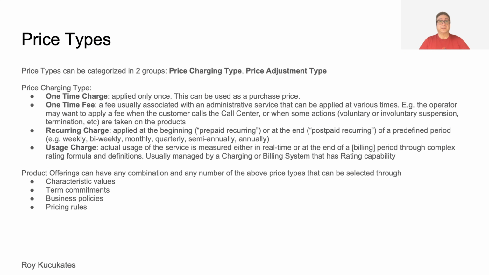And product offerings can have any combination, any number of the above prices. For example, we can have one-time charge and the recurring charge and the usage charges or fees, etc. And these are determined or selected through the combination of characteristic values, the term commitments, or business policies, or pricing rules in any combination, in any association of these rules.